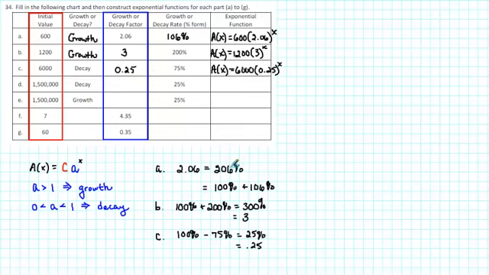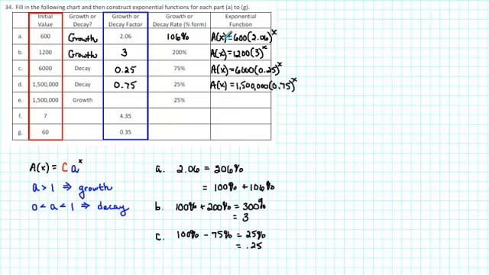For part D, the initial value is 1,500,000. The decay is by 25%. So using the same reasoning that we used for C, if we start off at 100% and take away 25%, we would be left with 75%. Therefore, the decay factor is 0.75. The exponential function is the initial value 1,500,000 times the decay factor 0.75 raised to the x.